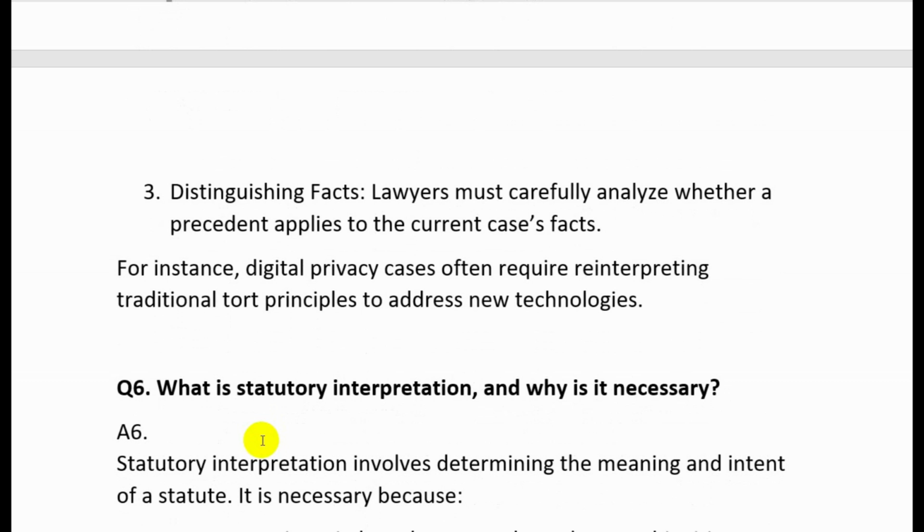Now, lawyers must carefully analyze whether the precedent applies to the current case's facts. That is, whether the facts of the current case can be applied to the past cases. If they match perfectly, then it can be used. So that is one of the distinguishing facts. So we have to understand whether our facts match with the past cases or past outcomes. For instance, digital privacy cases often require reinterpreting traditional principles to address new technologies.